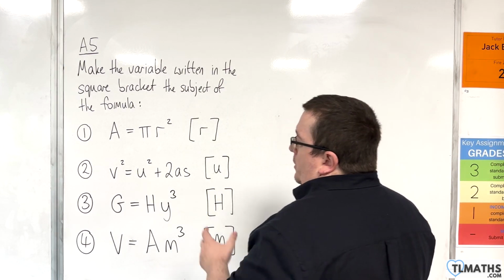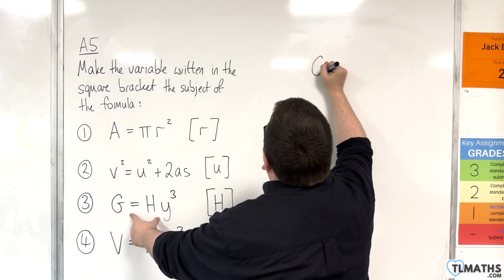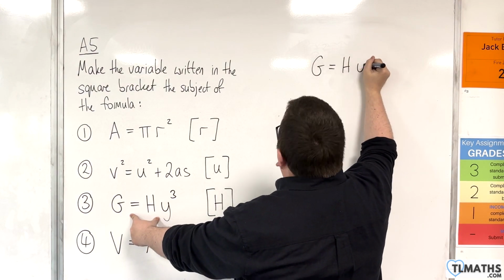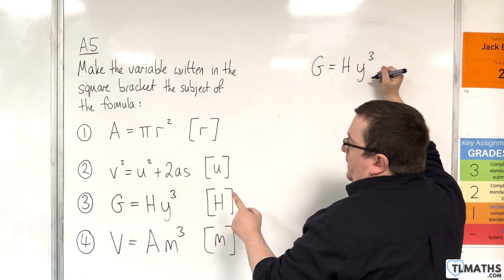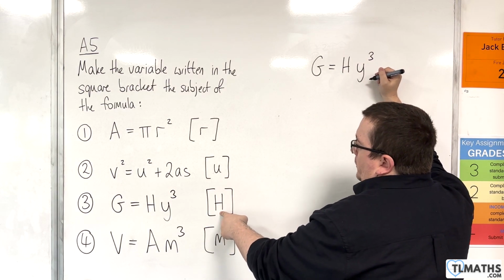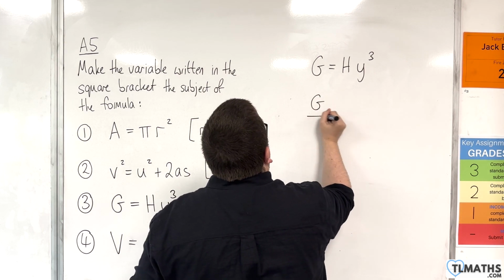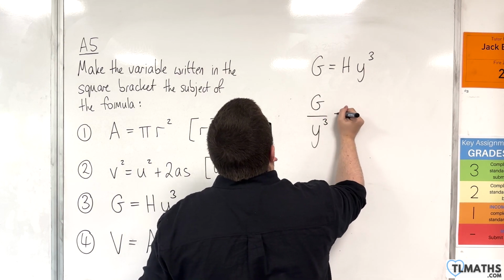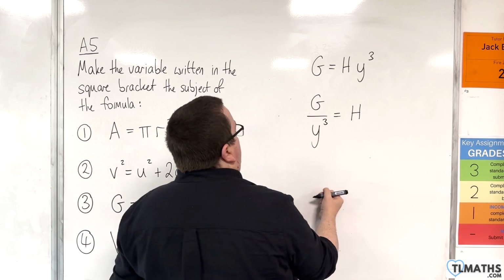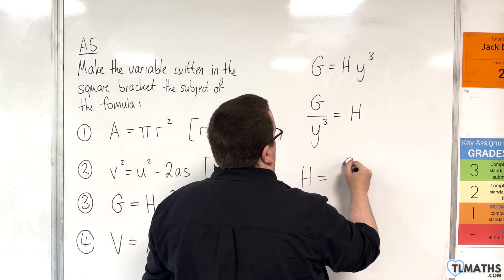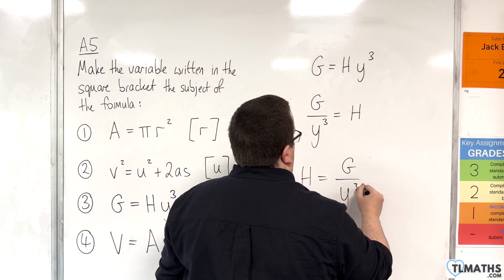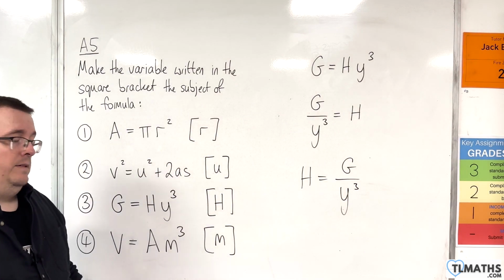Number 3, g equals h y cubed. Now I've been asked to make h the subject of the formula. So actually all I need to do is divide both sides by the y cubed, and that will leave me h. Okay? And so that is number 3.